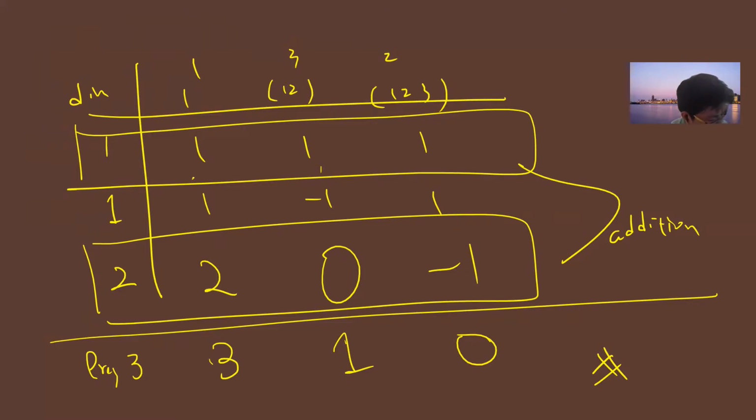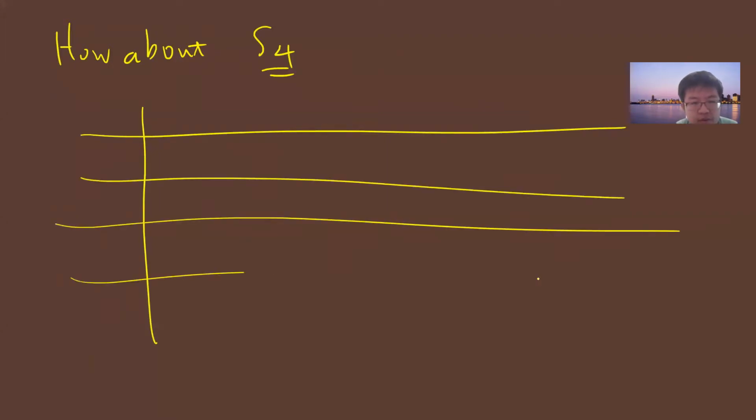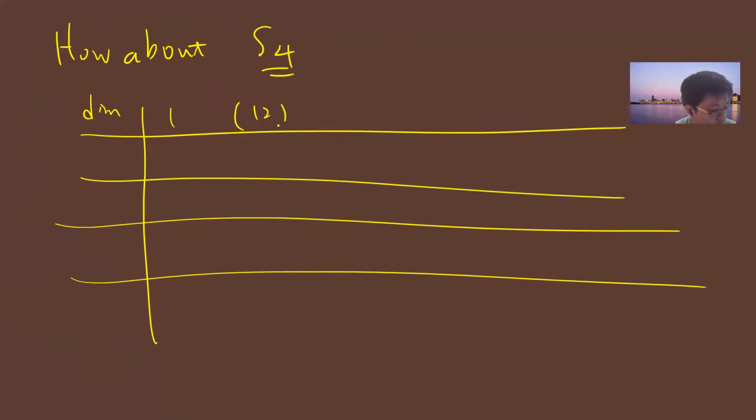Okay. And yeah, that's it. So let's work on how about S4. There are many ways, but S4 will be a little bit more difficult. So let's work on it. Let's write down the conjugacy classes. We have 1, 1 2, 1 2 3, 1 2 3 4, and 1 2 3 4.